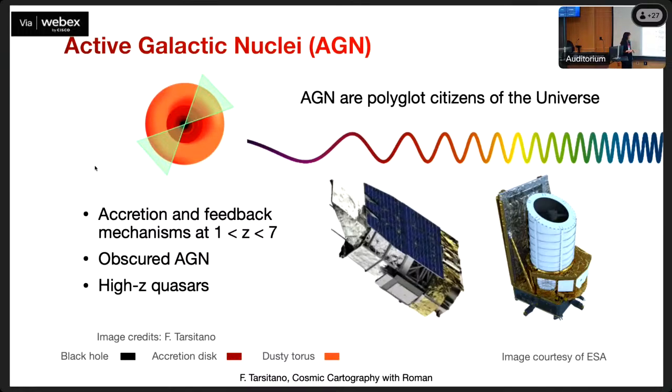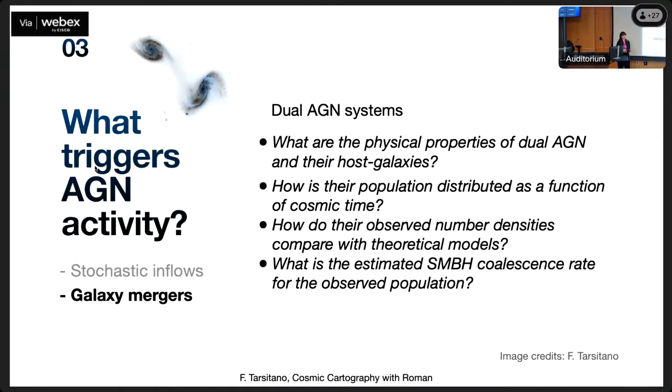up to redshift 7, and we can definitely advance our knowledge in terms of obscured AGN and high redshift quasars. Among the most debated mechanisms that might trigger AGN activity, we find galaxy mergers. And interestingly, we think that they can trigger the formation of dual AGN systems consisting of AGN at a projected distance of less than 100 kiloparsecs.